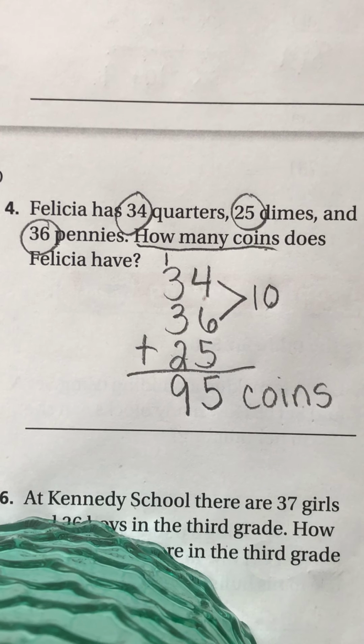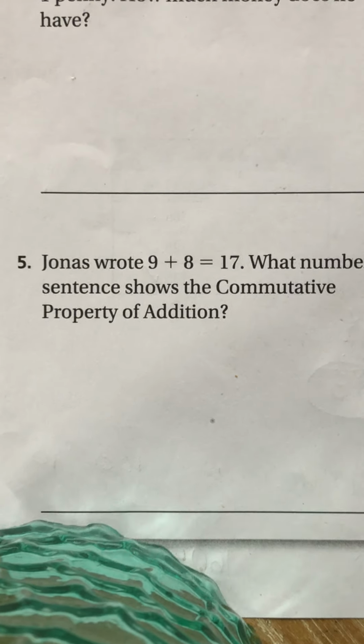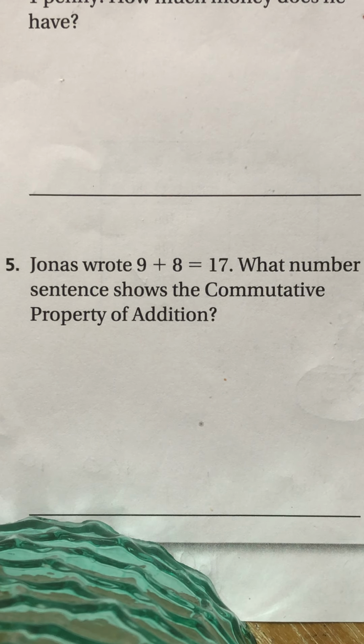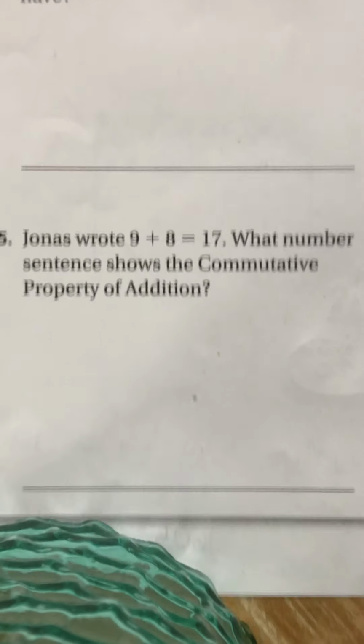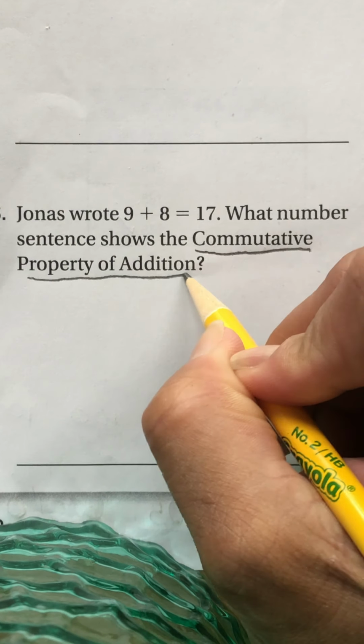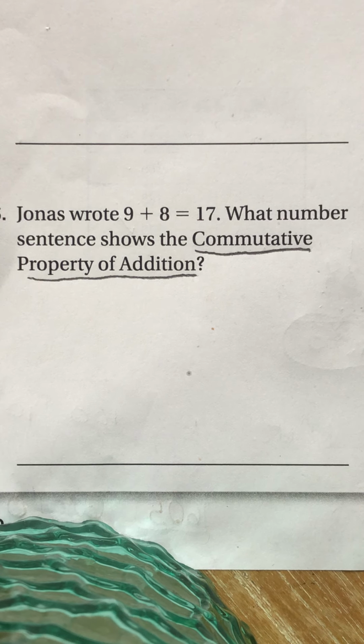Okay, I'm going to do one more with you because this one might be confusing. I'm going to do number 5 and then I'm done. It says Jonas wrote 9 plus 8 equals 17. What number sentence shows the commutative property of addition? You may have learned this last year in 2nd grade, but if you didn't, the commutative property, we didn't talk about this yet, but the commutative property of addition means you can switch the order of the numbers, but your answer will be the same.